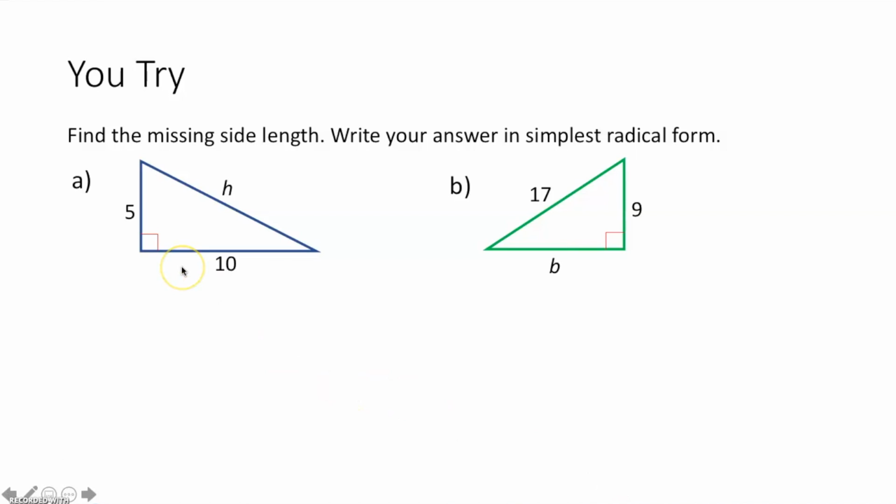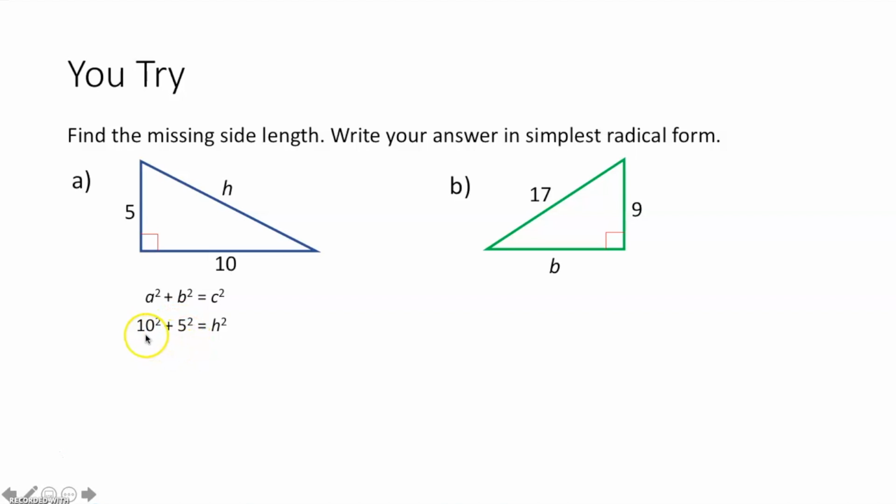Okay, doing the same thing here. So we're going to start with the Pythagorean theorem. We're going to plug in our hypotenuse for our c value. So h is the side that's opposite our 90-degree angle. That's going to go in for c. 5 and 10, doesn't matter which one goes in for a or b. I plugged in 10 for a, 5 for b. You would have got the same answer if you flipped those.